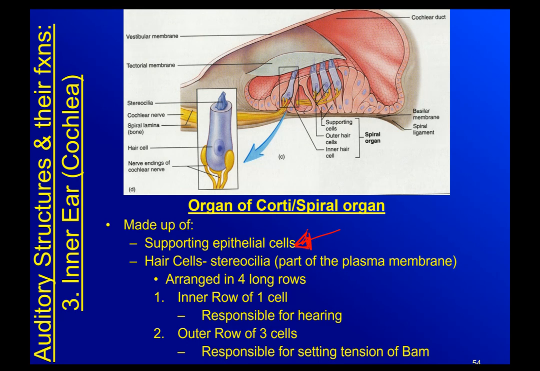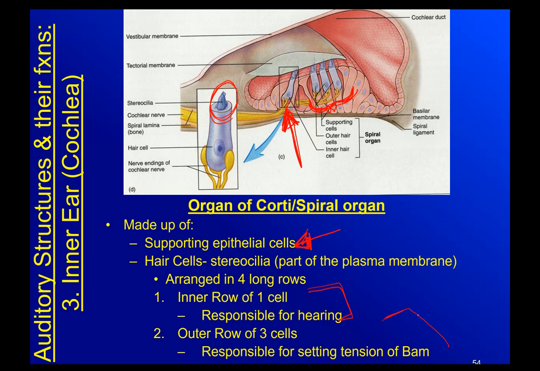Then you've got hair cells. And the reason they call them hair cells is because they've got this little cowlick thing at the top. You've got kind of a single row of these hair cells on the inner side. And then you've got this triplet row out here of hair cells. That single inner row here is going to be what's responsible for your hearing.